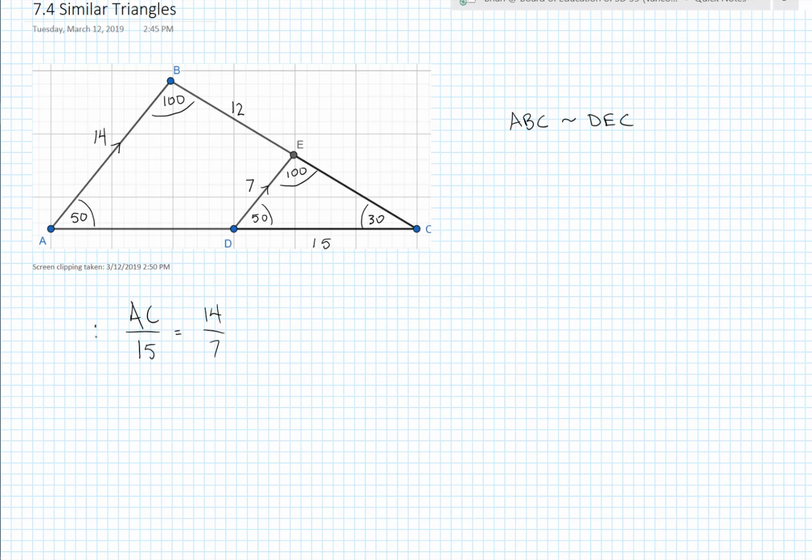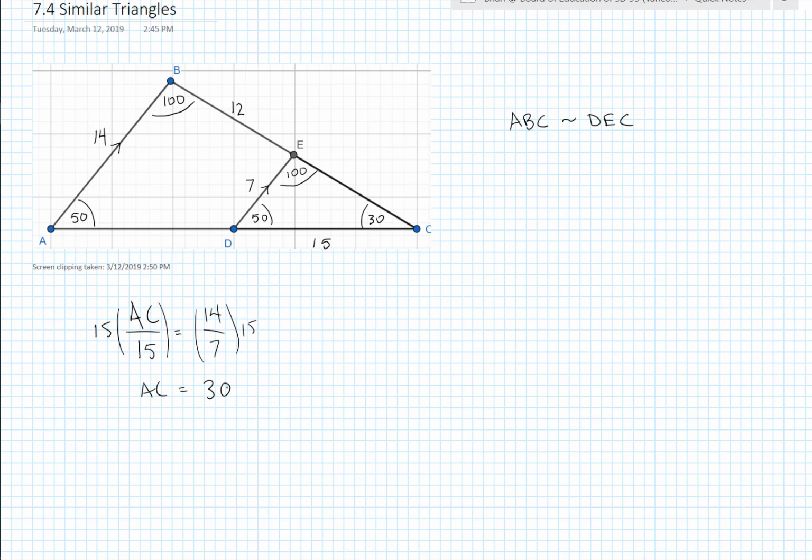So we can multiply both sides by 15 here. And on the left, we get AC. On the right, 14 over 7 is just 2, and 2 times 15 is 30. And I've chosen pretty easy numbers for this because it's pretty obvious that for the larger triangle, all the corresponding sides are just double the smaller. So I wanted to make it kind of obvious here, but it is definitely not going to be necessarily so easy on some of the problems that you're going to look at.